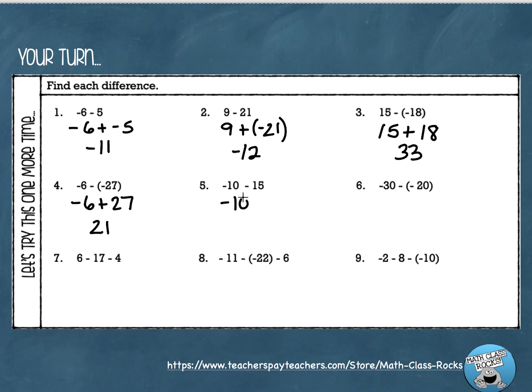Number 5 is going to be negative 10 plus negative 15. When we're adding two negatives together, we add the numbers, 25, and we keep the sign, negative 25.